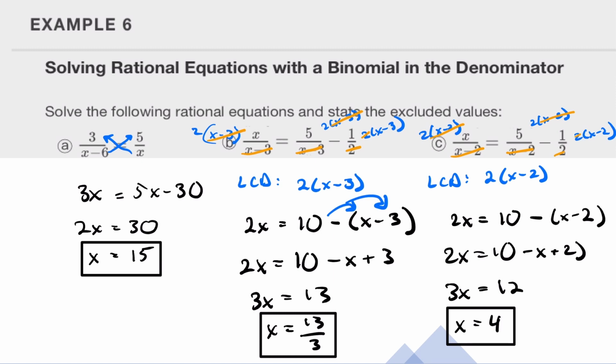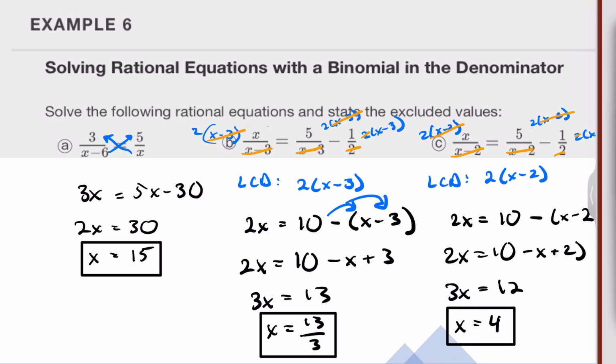Okay. Excluded values. For the excluded values, I guess those would be from the original. Like in part A, we can't divide by 0, so x can't be 0 or 6. In part B, x can't be 3, and in part C, x can't be 2. You know, but we got these as solutions.